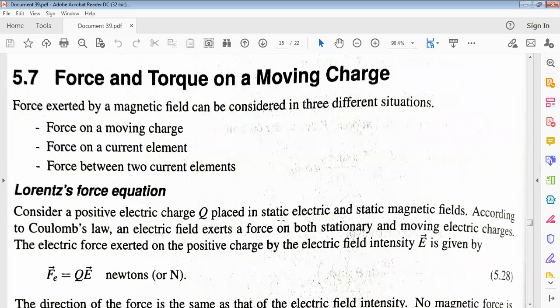What is the Lorentz force equation? Lorentz is the scientist's name. He established this equation for the force on a moving charge and on a current element. See here, consider a positive charge. A positive electric charge Q is placed in a static electric field and a static magnetic field. Simply, I am considering one charge.